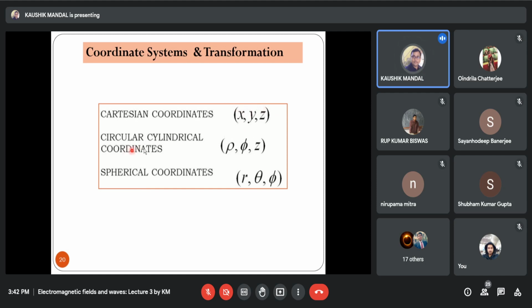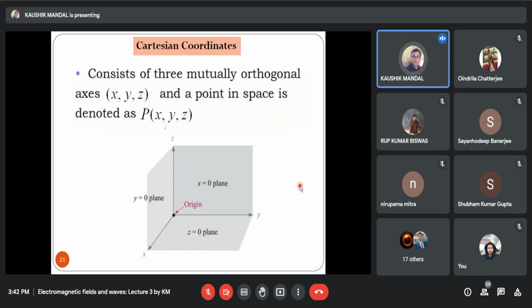Next is the cylindrical coordinate system, that is represented in terms of the radius of the cylinder rho, phi is the angle, and z is the height of the cylinder. And another important coordinate system is known as the spherical coordinate system. Here we basically represent a particular point in terms of r, theta, and phi. One by one, we'll discuss these three different coordinate systems. First, we start with the Cartesian coordinate system.